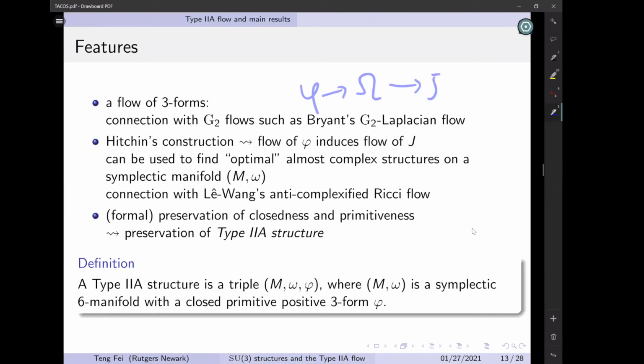Okay, so it inspires us to introduce what we call the type IIA structure. That is a triple (M, omega, phi), where we have a symplectic 6-manifold (M, omega), and phi is a closed primitive positive 3-form. This positivity simply means that from this 3-form phi, you get this J, and this J is compatible with omega. So you get a Riemannian metric. Okay, and formally, our flow preserves the type IIA structure.